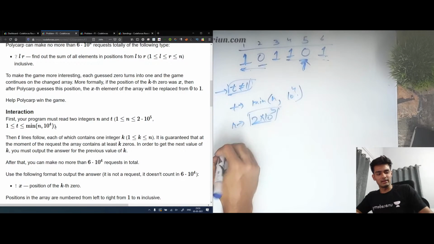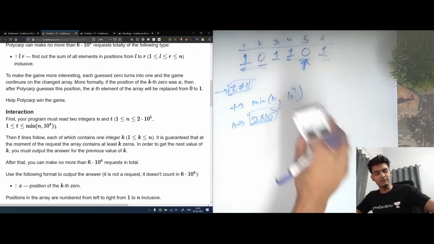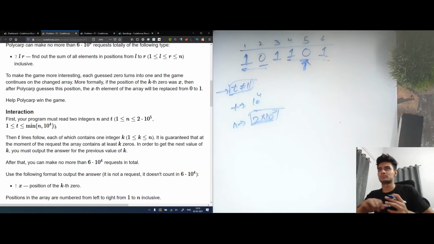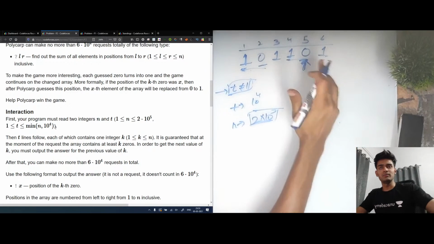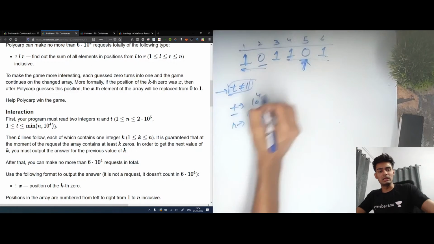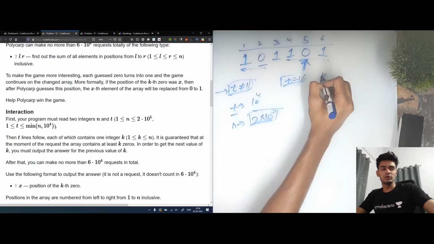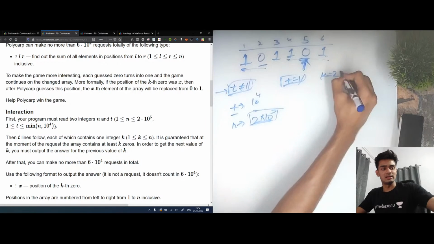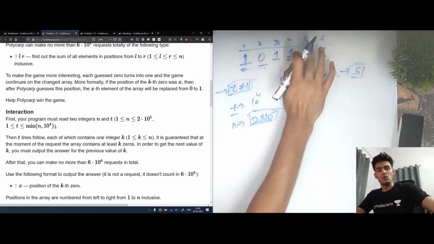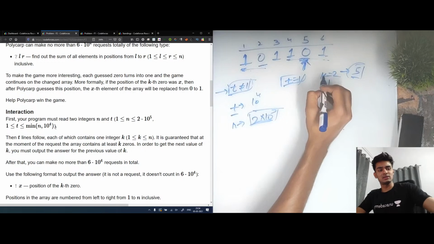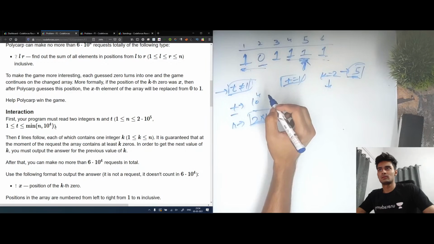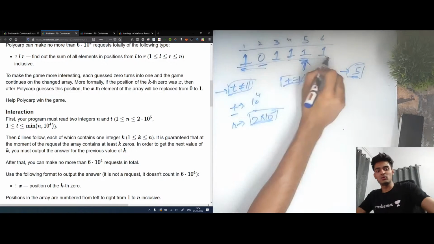So let's just assume that n was 10 to the power 5, then t would become 10 to the power 4. Also, one more interesting thing that they are doing is, whenever we solve one query, so let's say for t equals 1, we solved that. When k was 2, we found out that 5 is the answer, that on the 5th index we had a second 0. What they do after this is they take this particular index and transform it to 1.